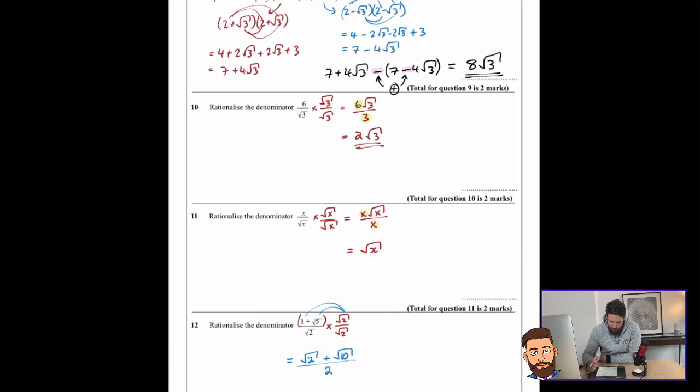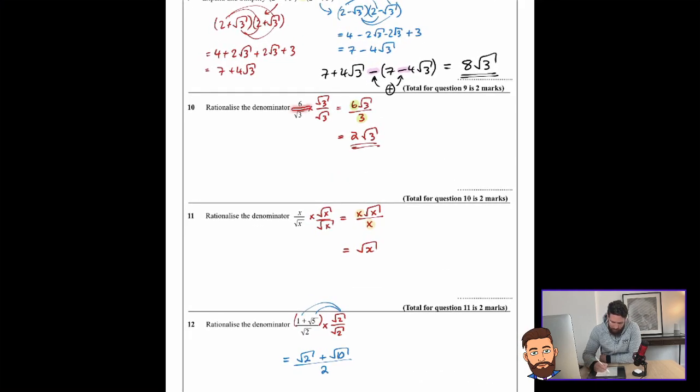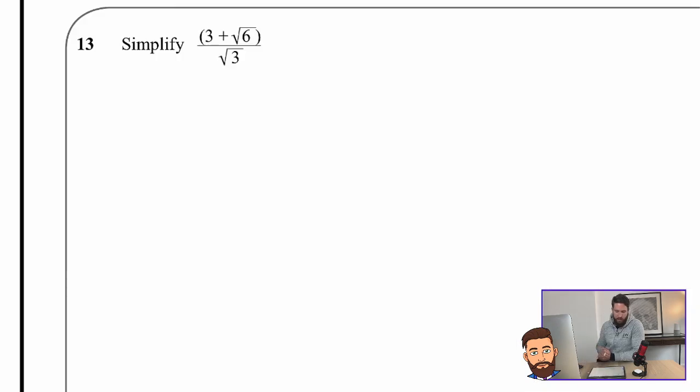Okay, so the key is you need to times by the same surd on the bottom and top to get rid of the surd on the bottom. And just be careful with all the other rules that we know. If you know the rules, it's all pretty much the same.